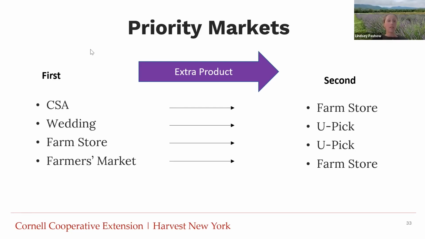So it's important, if you're going to have a CSA, that it be an important priority. I'm just giving examples: CSA to farm store, weddings to U-Pick, farm store to U-Pick. It might be that weddings are your priority and CSA is your second priority on the farm, but when you say second, it's not that you're providing seconds of cut flowers. That's your second market where things are going to go.